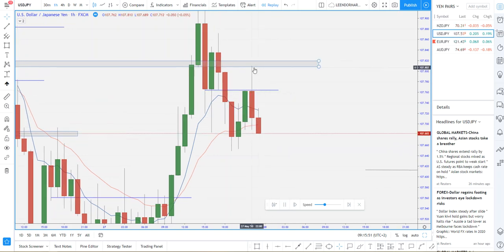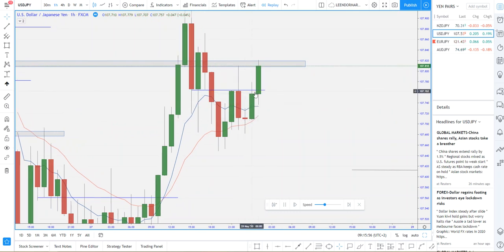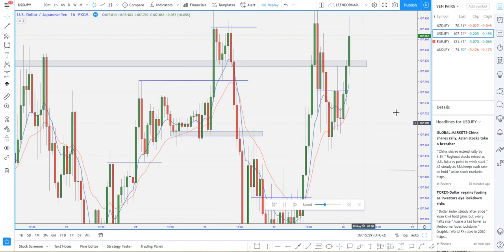Look at that. They did actually come to touch that level to the T. Look at this. They broke out, they now came back to retest. Look at that.